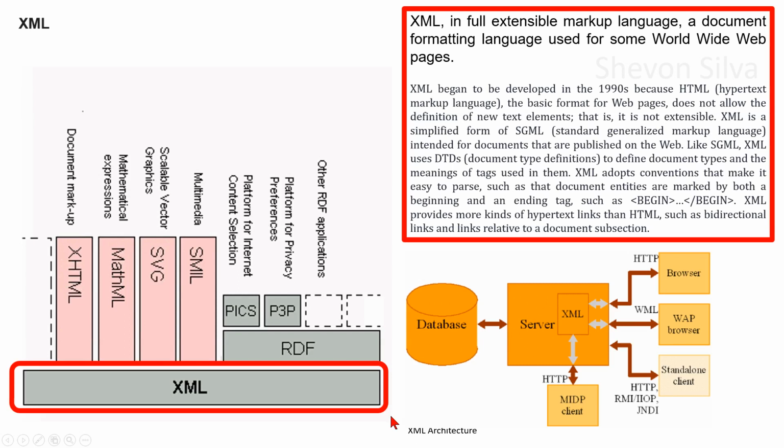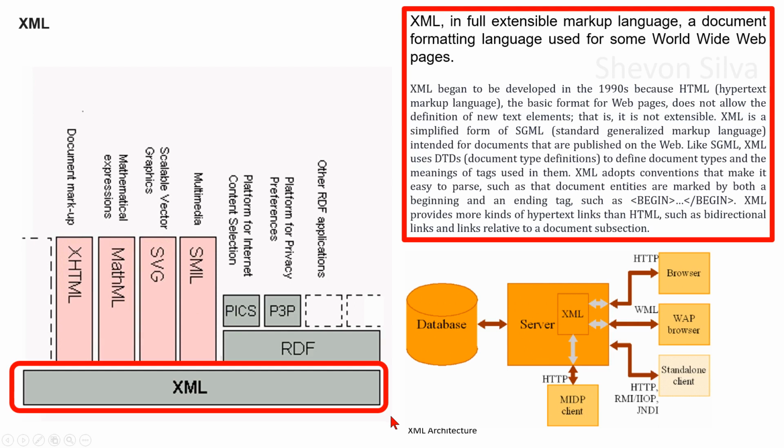XML, in full extensible markup language, is a document formatting language used for some World Wide Web pages. XML began to be developed in the 1990s because HTML, hypertext markup language, the basic format for web pages, does not allow definition of new text elements, that is, it is not extensible. XML is a simplified form of SGML, standard generalized markup language, intended for documents that are published on the web.